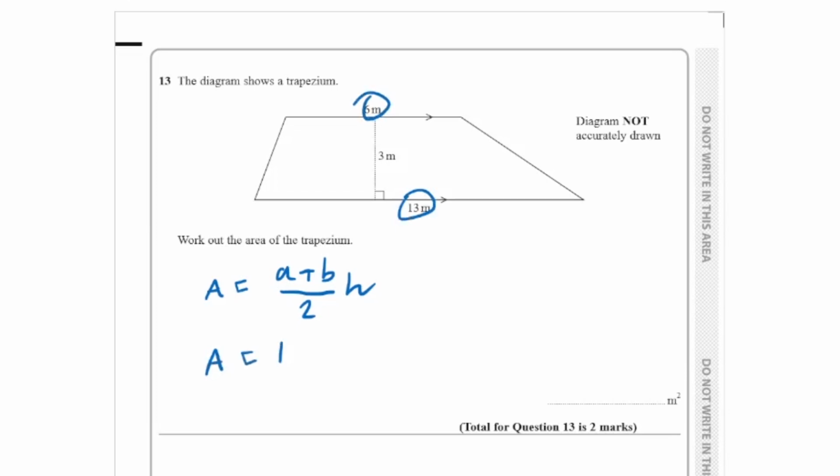A is equal to (13 plus 6) divided by 2. And height is simply the height of the total figure, so we multiply this by 3. 13 plus 6 is 19, divided by 2, times 3. We can use our calculator to get the answer here.